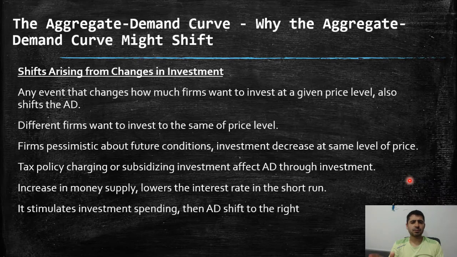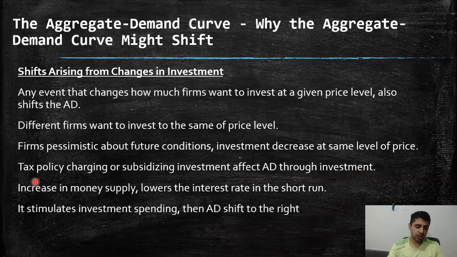Okay, so what about shifts arising from changes in investment? Any event that changes how much firms want to invest at a given price level also shifts the AD. What is happening right now with the coronavirus? Definitely, all firms don't want to invest. It's a period of total uncertainty, so the AD should definitely go to the left. When firms are pessimistic about future conditions, as is happening right now, investment decreases at the same level of prices.